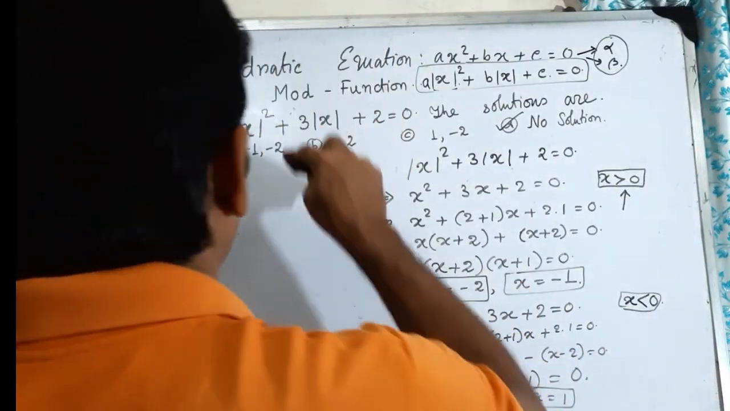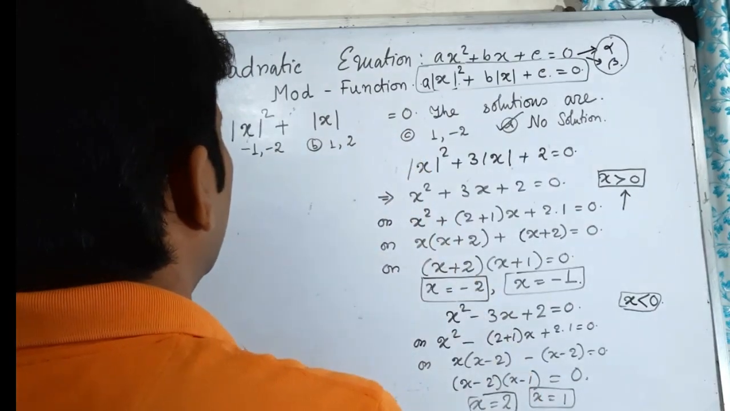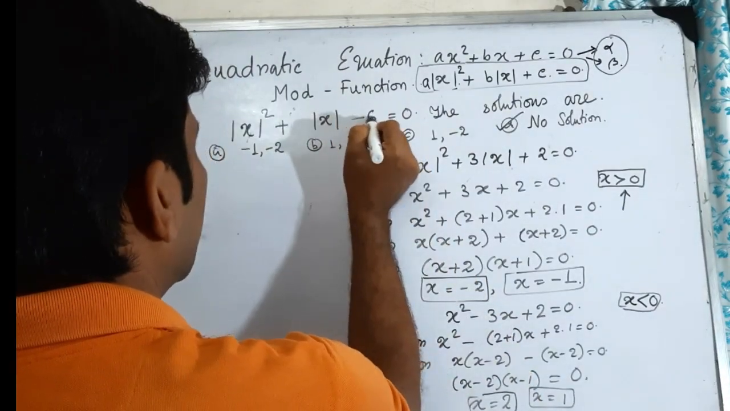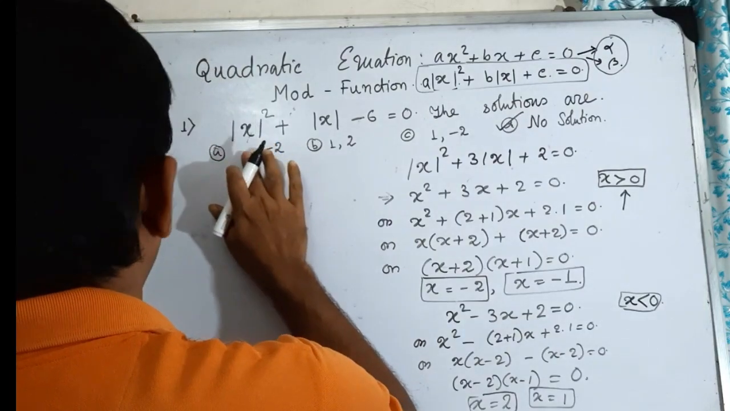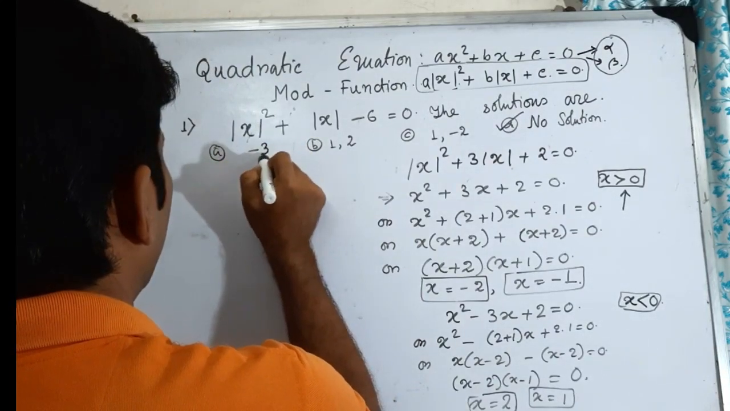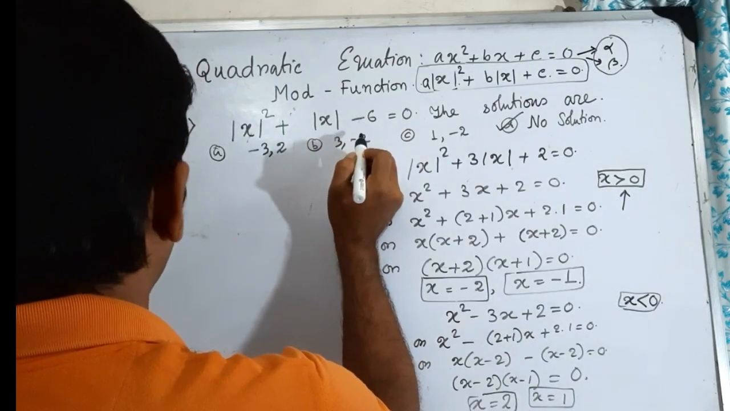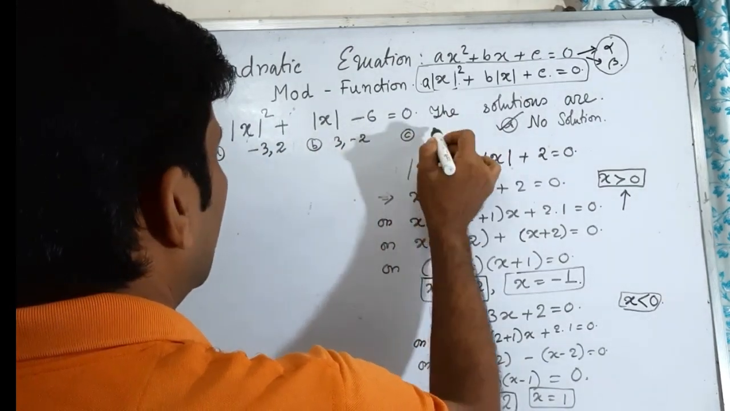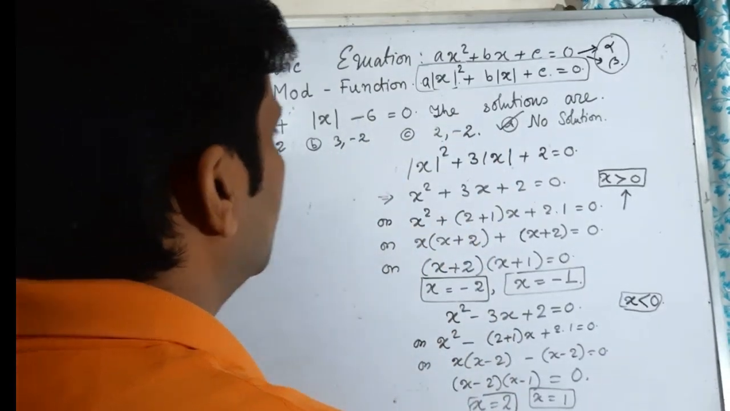mod x square plus mod x minus 6 is equal to 0. The options for the solutions are: minus 3, 2; 3, minus 2; 2, minus 2; and no solution.